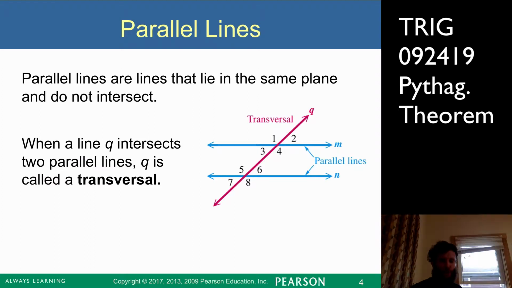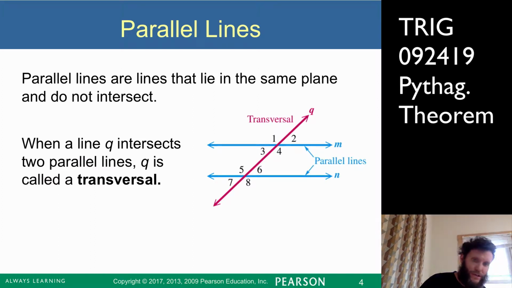That line Q is called a transversal. I guess I couldn't have said that to you before this slide. So the actual definition, I suppose, isn't that important, but at least we all know the word and we can use it.